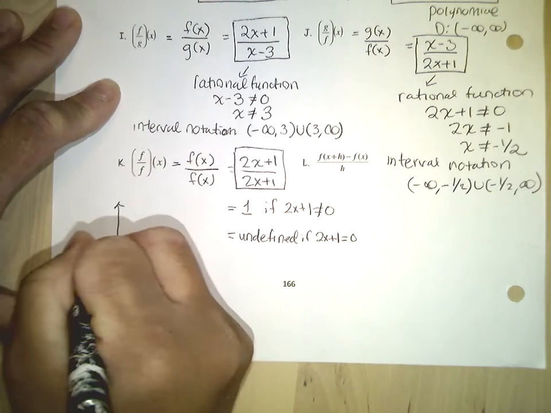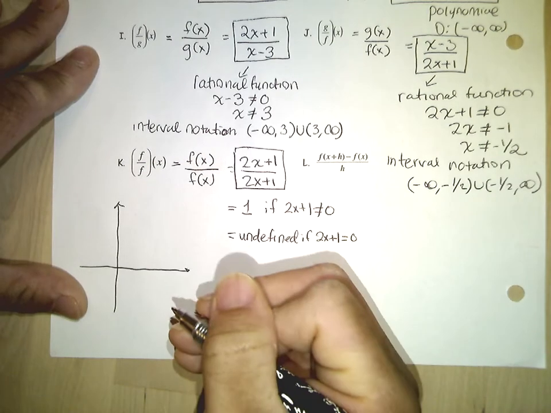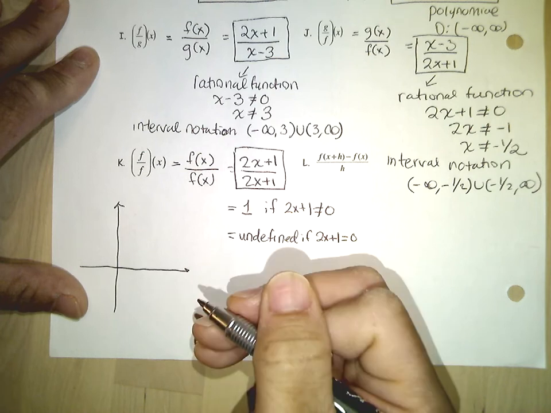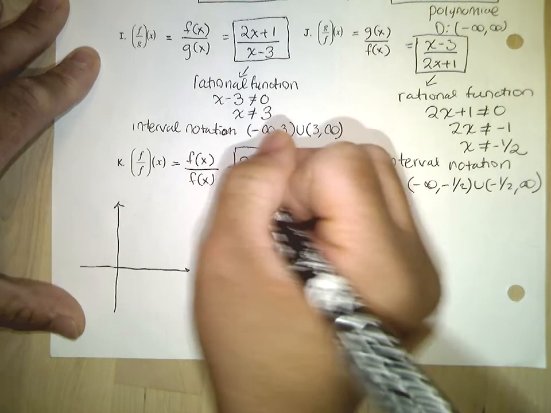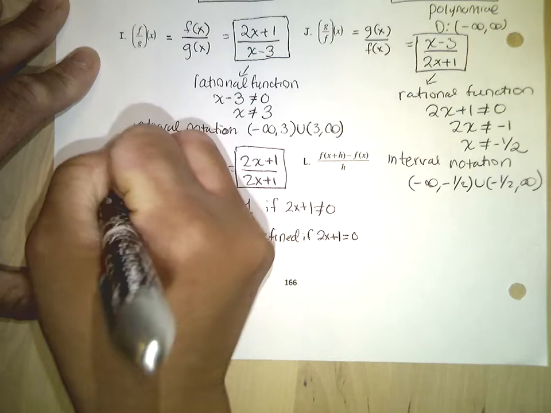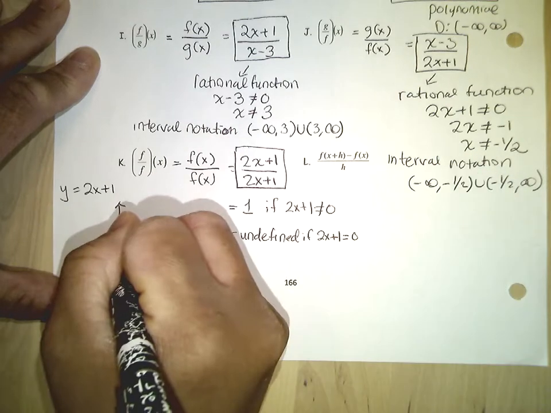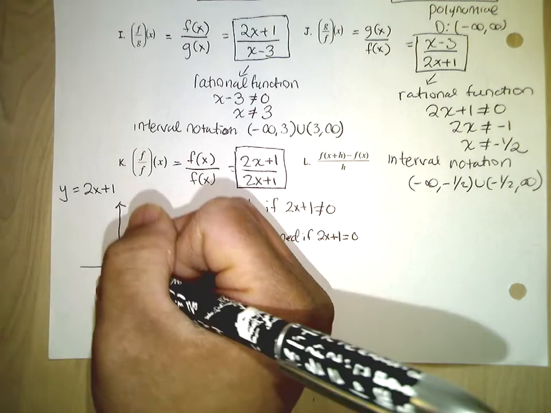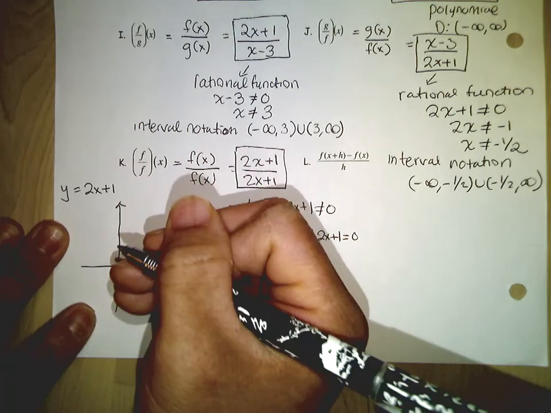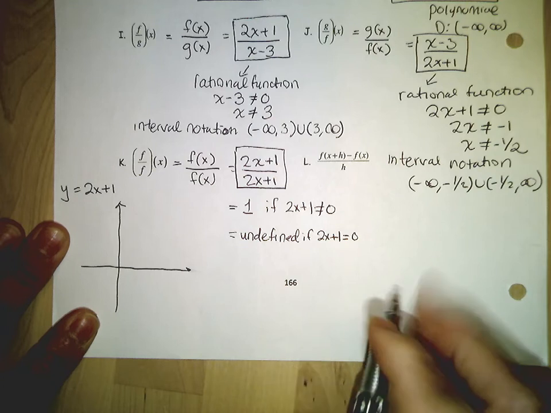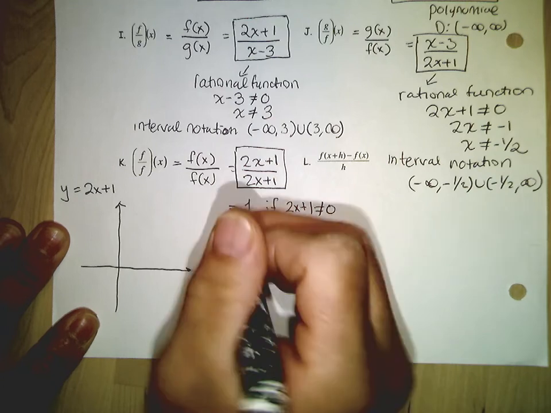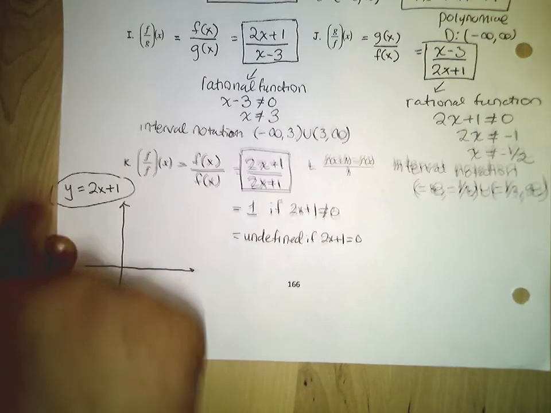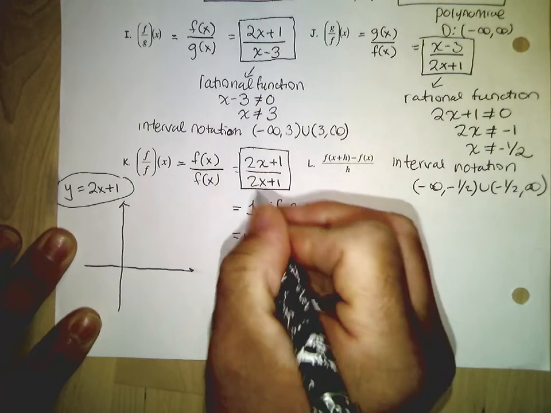This function, just as a brief review, since we have talked about piecewise functions before, y equals 2x plus 1, or f of x equals 2x plus 1, is a line. So just remember that. But this is actually what we're graphing over here.